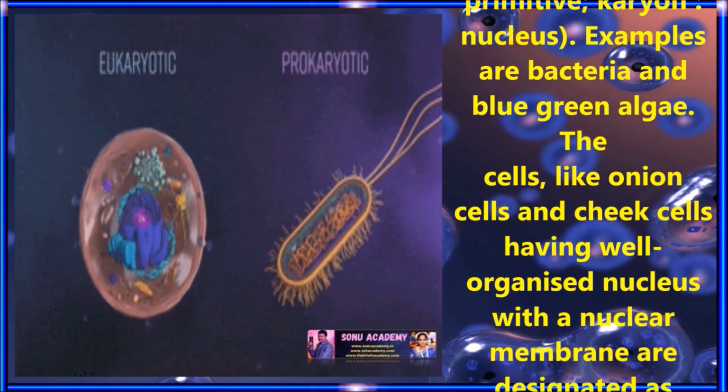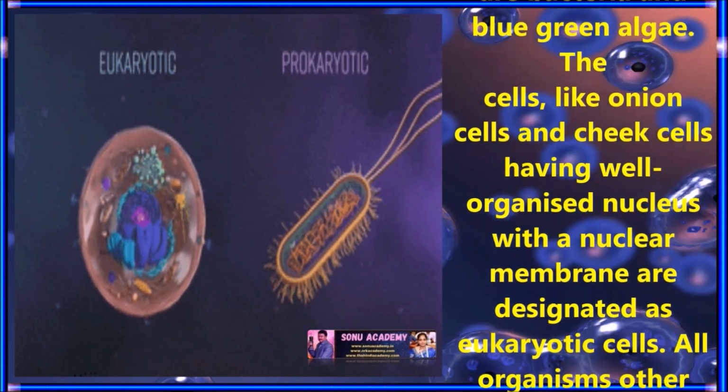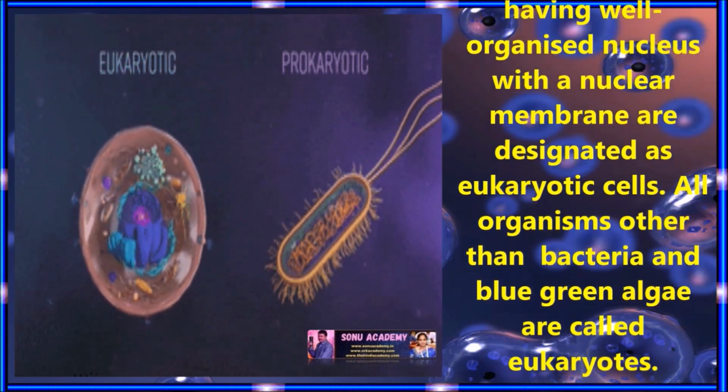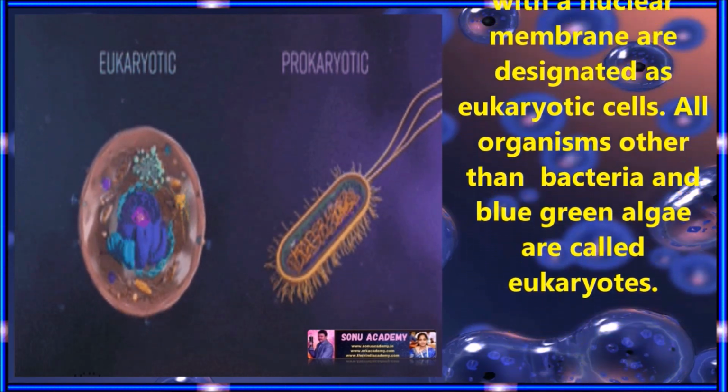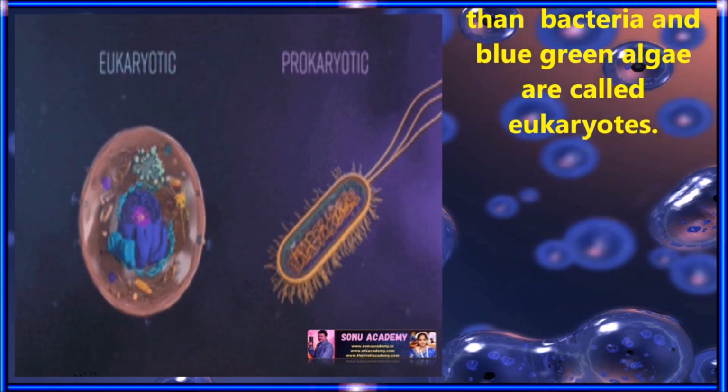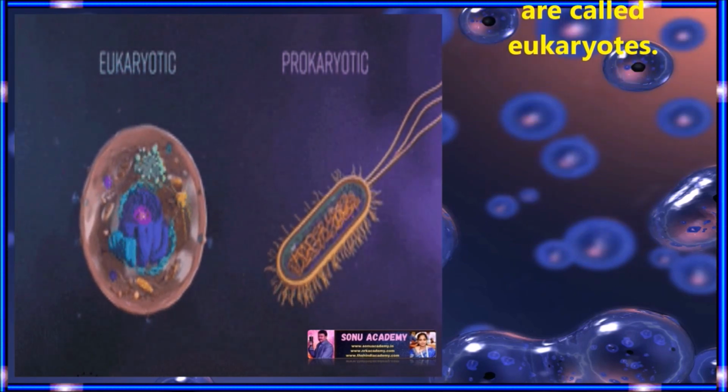The cells like onion cells and cheek cells having well-organized nucleus with a nuclear membrane are designated as eukaryotic cells. All organisms other than bacteria and blue-green algae are called eukaryotes.